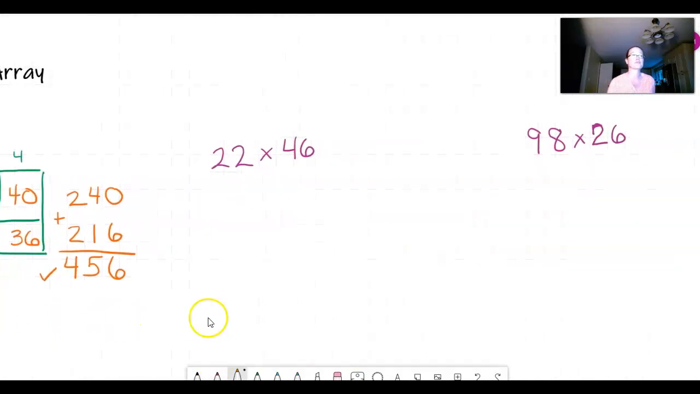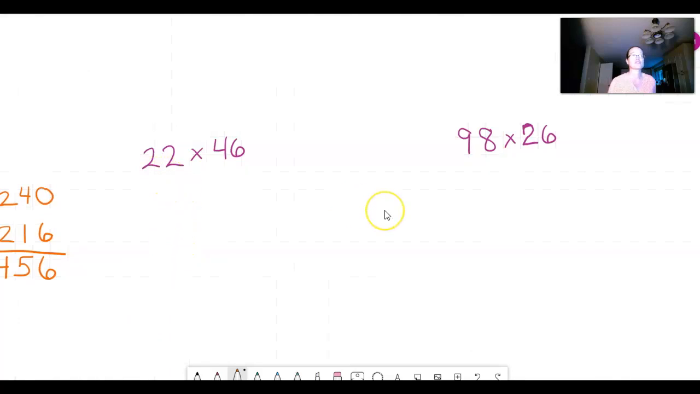Let's do one more. Maybe 2 if we have time. All right, so now I went to 22. Same thing. I'm going to do 20 groups of 46. But instead of subtracting, this time I'm going to add 2 groups of 46. All right, so we're just doubling both of these. Oh, don't forget to make it fancy.